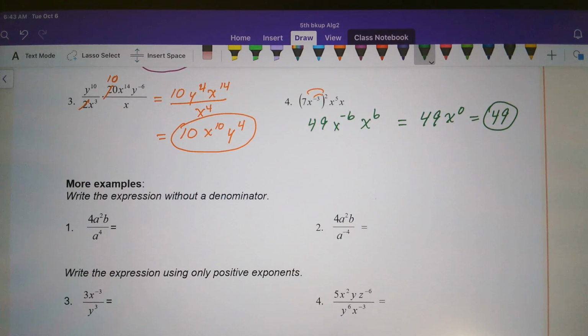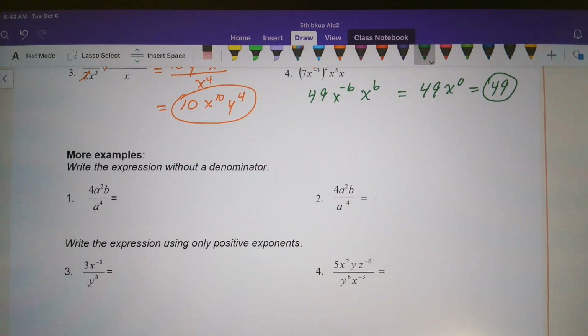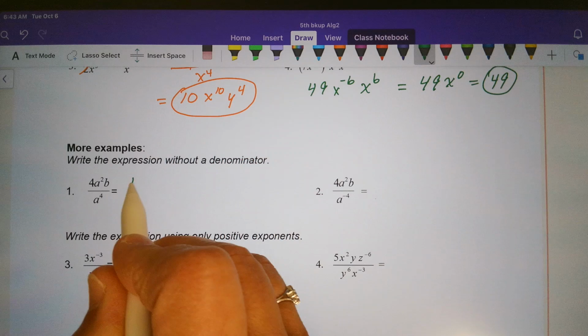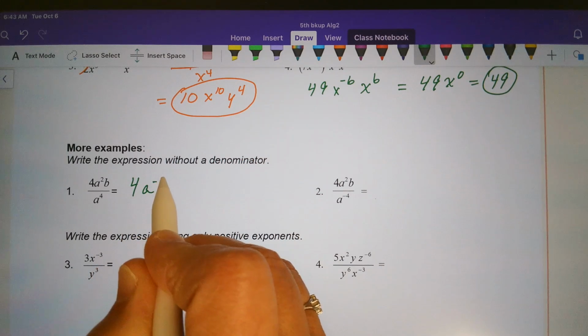More practice. Here we have write the expression without a denominator. Okay, so 4a squared b divided by a to the fourth. We're just going to subtract the exponents here for our variable a. So 2 subtract 4 is negative 2. So 4a to the negative 2b.